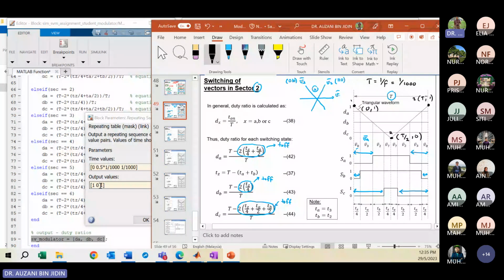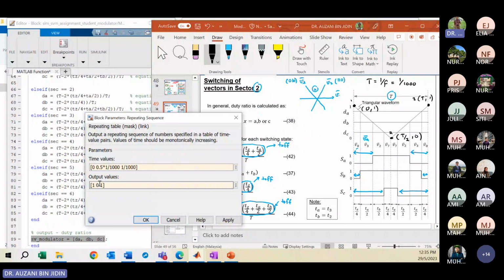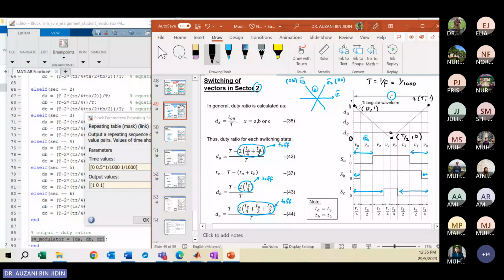After you design one complete cycle of the triangular waveform, this block will repeat the waveform. That's why we name this block the repeating sequence. It will repeat the one complete cycle of the waveform. Then you can press OK. Remember, the output varies from 0 to 1 because from the diagram here, the triangular varies from 0 to 1, go to 0, then 1. Then press the OK button.